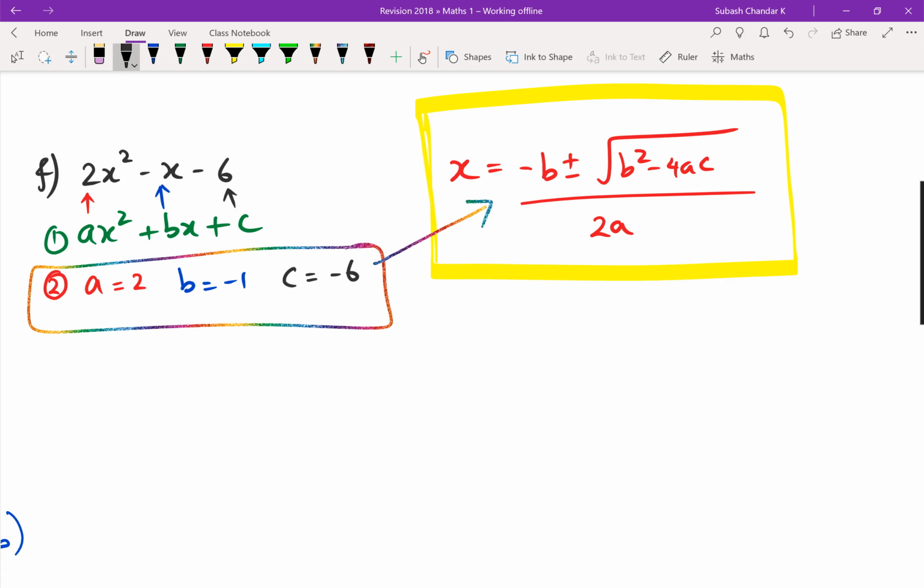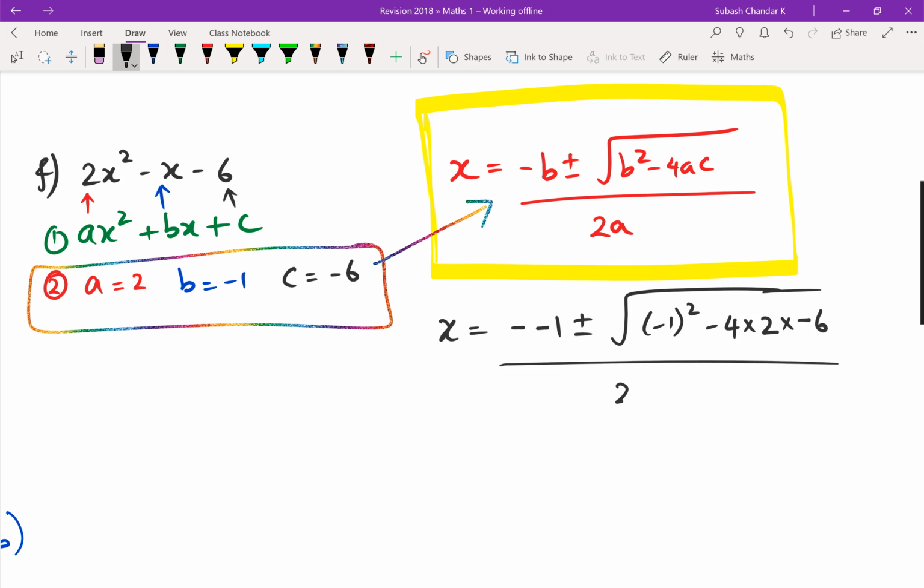So what you're going to end up with is x is equal to minus b. Because b is equal to negative 1, we're going to have a negative 1 like that, plus or minus the square root of b squared, so it's negative 1 squared, minus 4 times a, which is 2, and c, which is negative 6. And the whole thing is divided by 2a, or 2 times 2. It's a bit of substitution there.